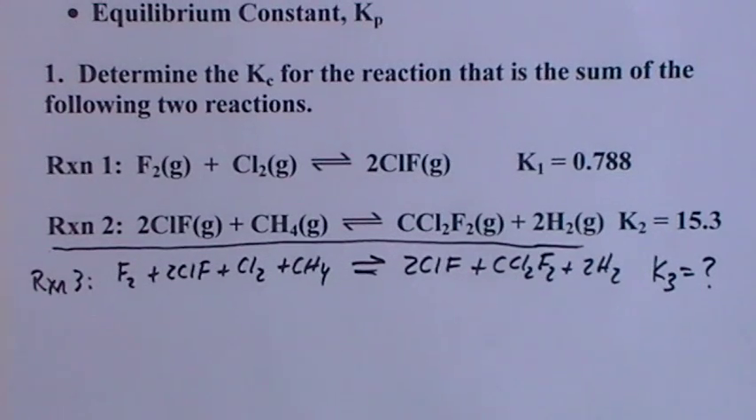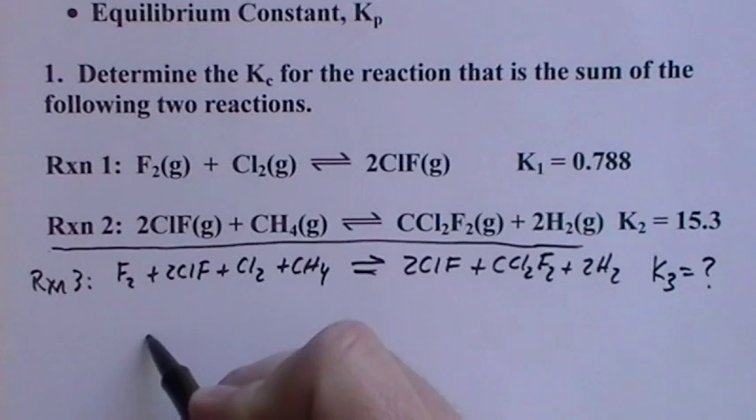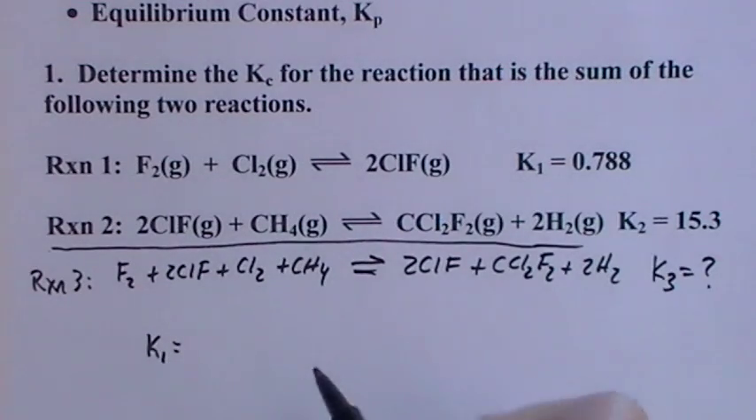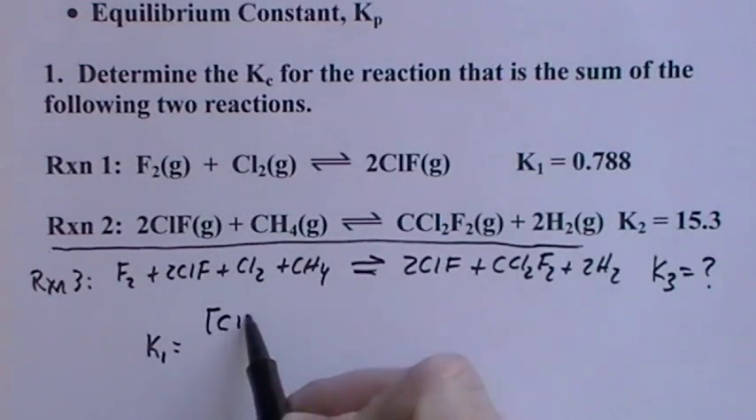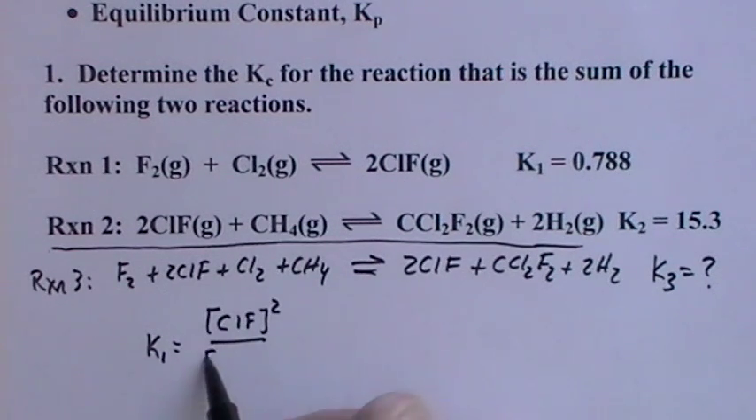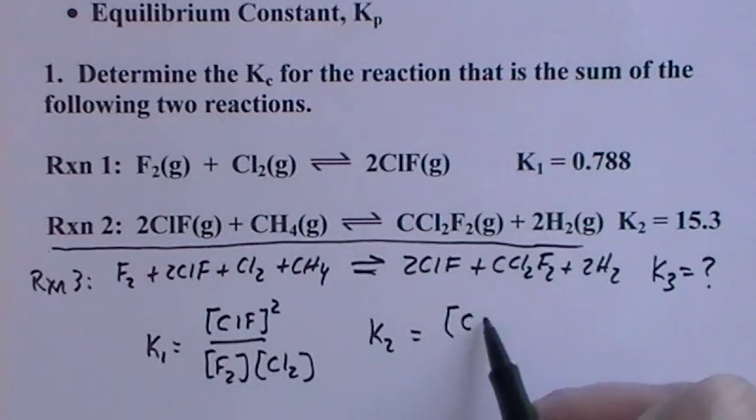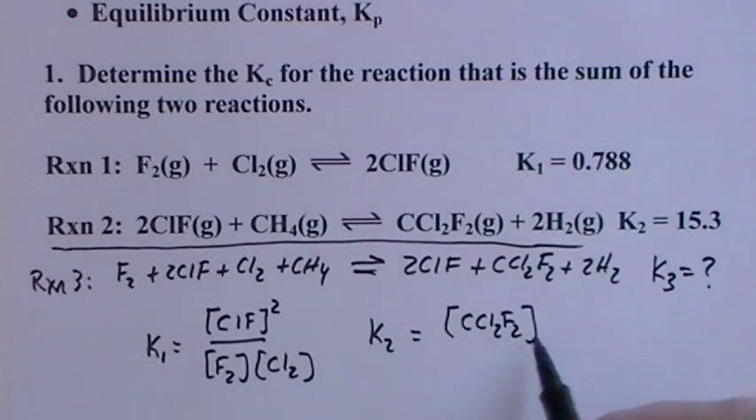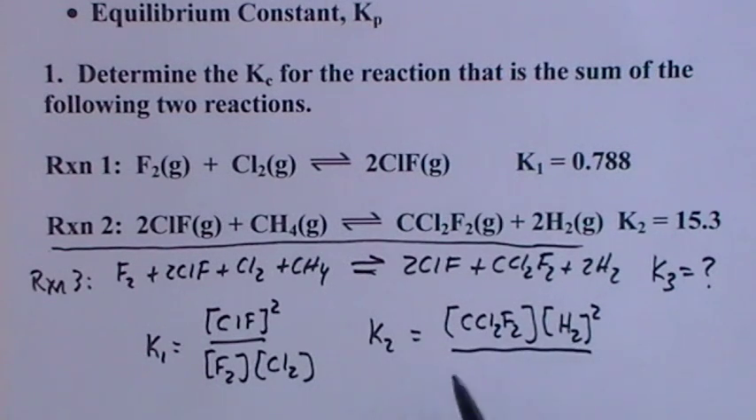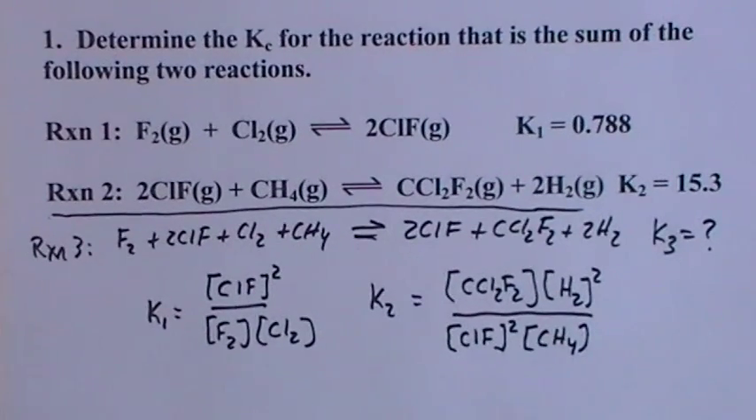The numerical value. So K1 is 0.788, but I'm going to write out the expression. And then I'm going to write out the expression for K2, the second equation. So they're all just Kc's, but if we have to distinguish between two Kc's, we label them differently. That's why they're K1 and K2. So nothing new there. If there's only one equation, we just call it Kc.